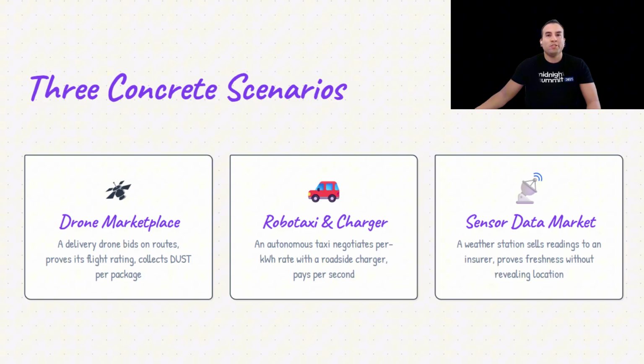3. A sensor data market. A weather station publishes readings to a smart contract. It proves the data is timestamped in the last 5 minutes, but doesn't reveal its exact location, only the region. The user pays for useful data. All these three examples need the same primitive: an identity the device controls, a way to prove facts about that identity without oversharing, and a payment rail that works at machine frequency.